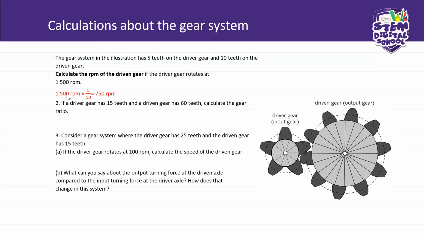So we take the revolutions per minute of the driver gear and multiply them by the number of teeth on both the gears. Then we get the answer for the revolutions per minute for the driven gear. Okay, we are calculating from this system.